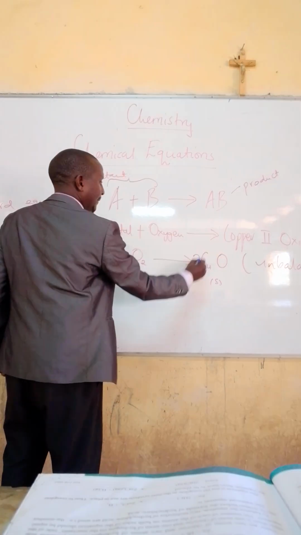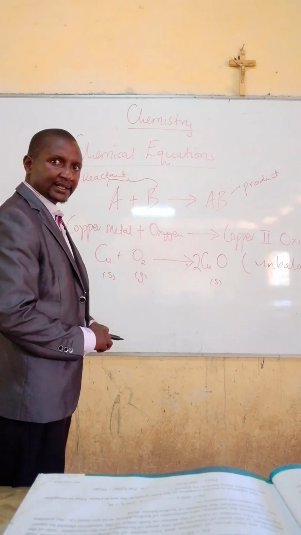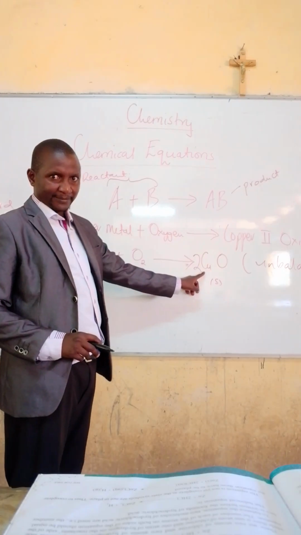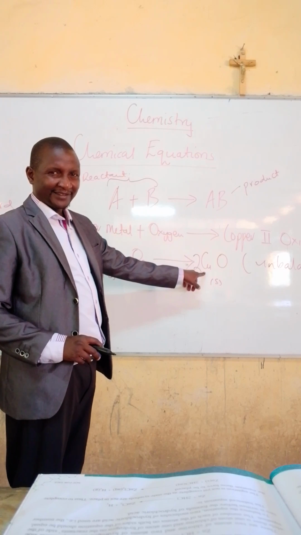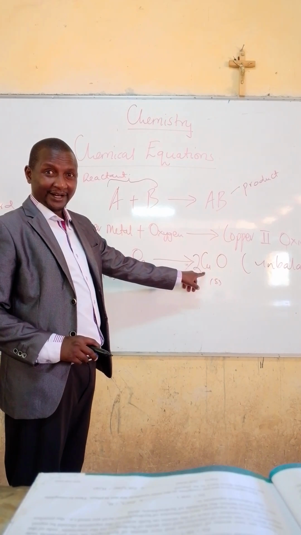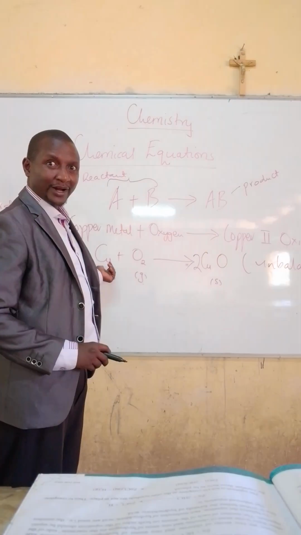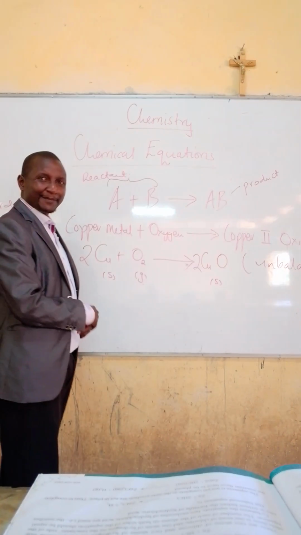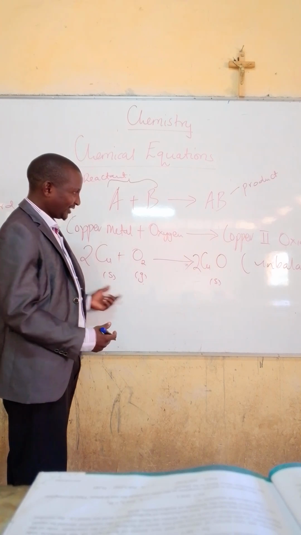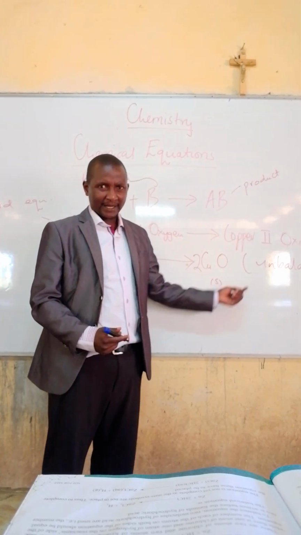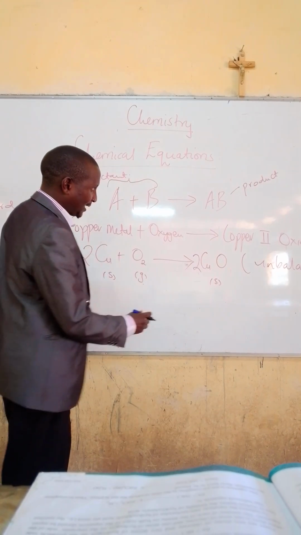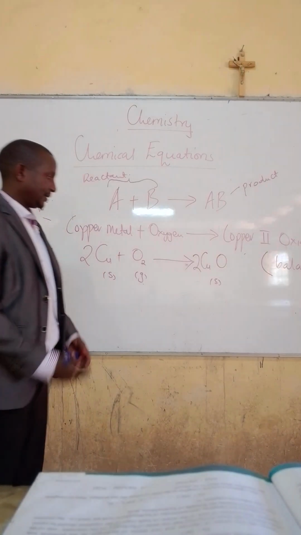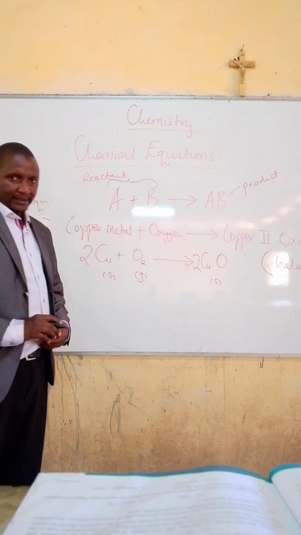So if I put 2 here, then oxygen now becomes balanced. But what about copper? Copper has been interfered with. Copper now exists as 2 atoms, but on this side it is 1. So how again do you balance? You put a 2 here so that it balances. So in this equation you can see it is now balanced. Now this equation has been properly written.